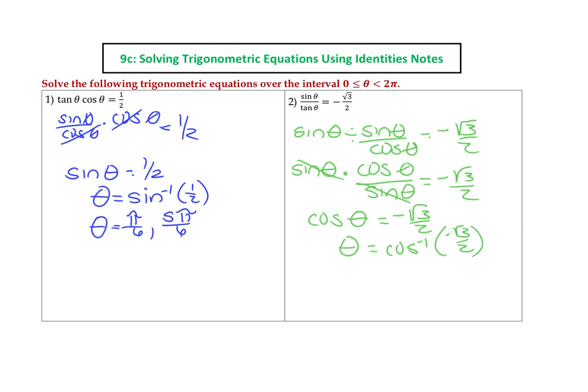So cosine is negative in quadrants 2 and 3. So in quadrant 2, it's 5 pi over 6. And in quadrant 3, it's 7 pi over 6.